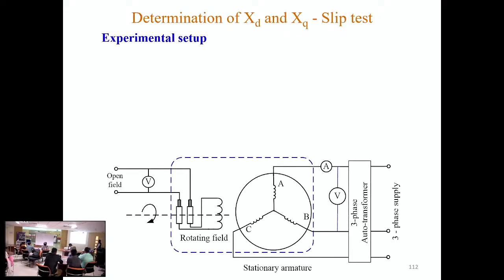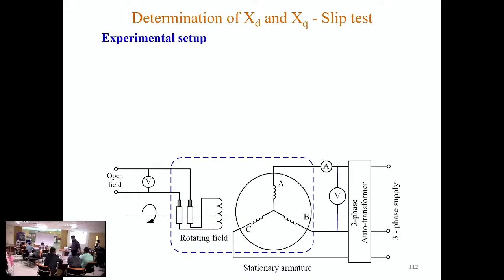So this is the experimental setup. Here the field winding will remain open circuited. Only a voltmeter will be connected. That means the field winding will not be excited. No DC supply will be given to the field winding. Through a 3-phase auto transformer, that is a variac, we will apply AC voltage to the armature winding. One voltmeter and one ammeter will be connected to record the readings.